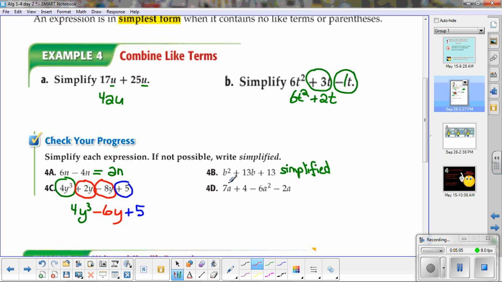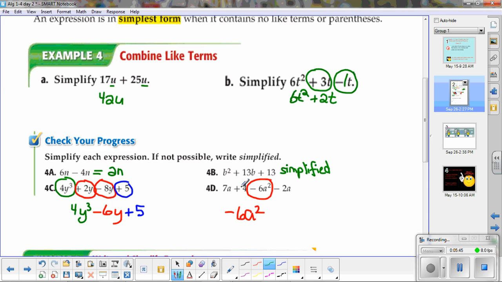All right, now if we move on to this next one, I'm going to go ahead and start with the squared term. The book doesn't really get into this yet, but usually when you write these out, you would put the ones with the higher exponent first. So I'm going to go ahead and put the negative 6a squared first. There are no other a squared, so it stays by itself.